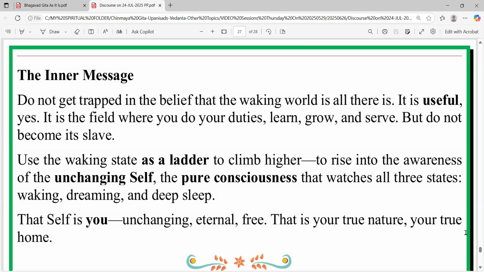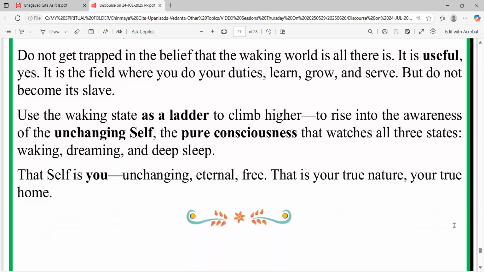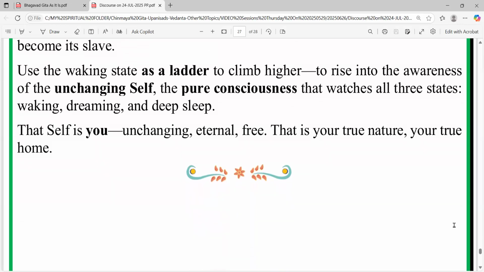Use the waking state as a ladder to climb higher, to rise into the awareness of the unchanging self, the pure consciousness that watches all three states. And what are these? Waking, dreaming, and deep sleep. That self is you, unchanging, eternal, free. That is your true nature, your true home.